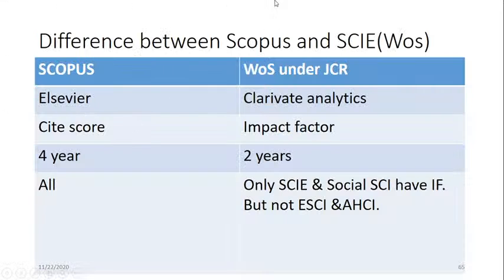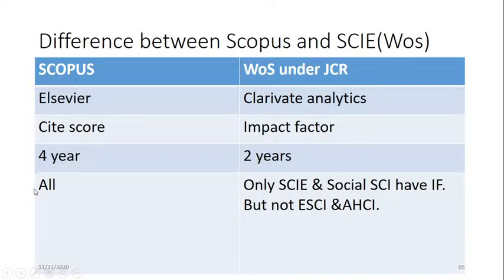Now I want to differentiate. The primary difference between Scopus and SCI is that Scopus is governed by Elsevier, Web of Science is governed by Clarivate Analytics, which I already explained. In Scopus it is called the site score, in Web of Science it is called the impact factor. The major quality metric in Scopus is the site score, in Web of Science it is the impact factor. The number of years covered is 4 for Scopus, 2 for the impact factor.